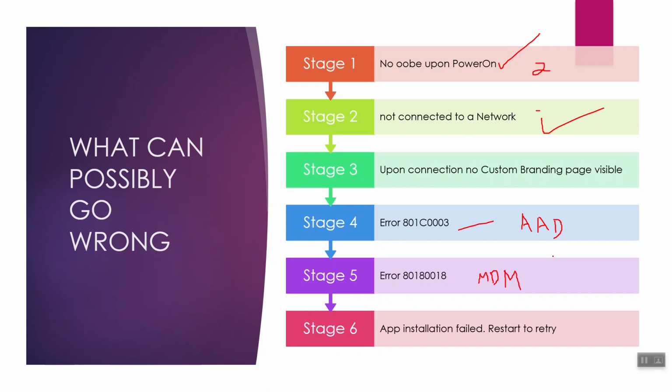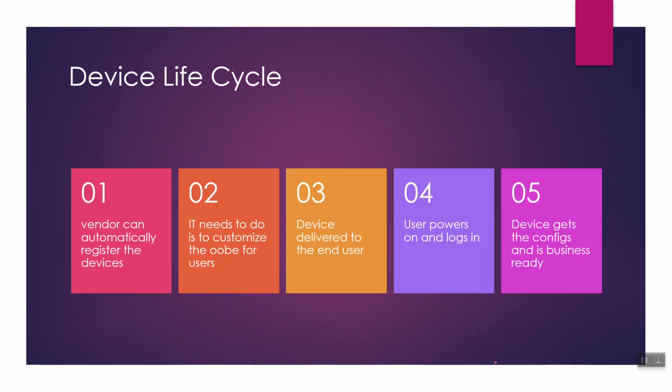And lastly, once this has happened, let's just say that the power on happened, the device got connected to the internet, the custom branding page was there, he was able to Azure AD register the device, he was able to enroll the device, then what is going to happen is the applications that have been provisioned to the user are going to get installed on the device.